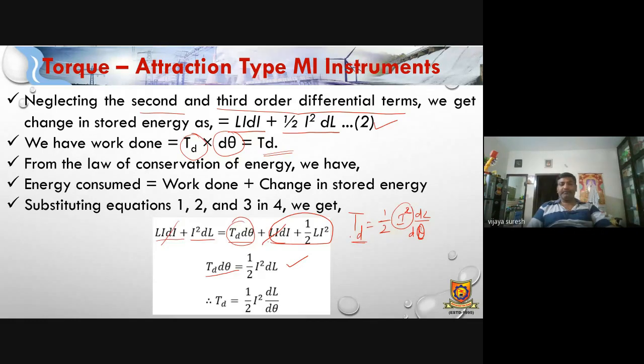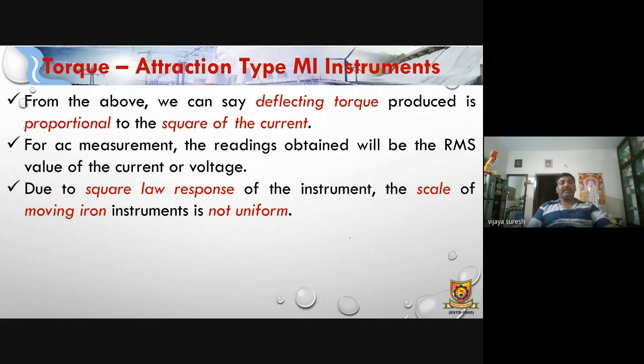From this we can say the deflection torque produced is proportional to the square of the current. So Td is proportional to I square. For AC measurement, that is alternating current measurements, the readings obtained will be the RMS value of the current as well as the voltage. Due to the square law response, the instrument scale of the moving iron is non-uniform. That's what I said.